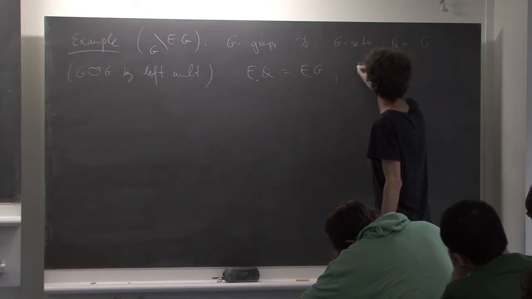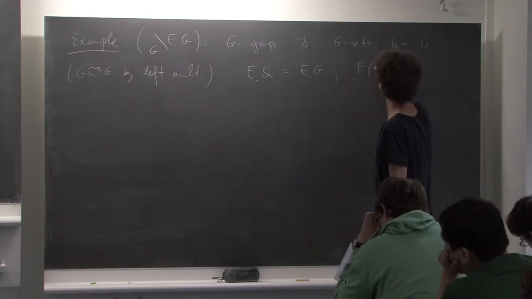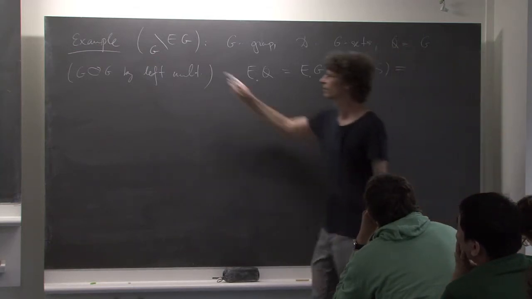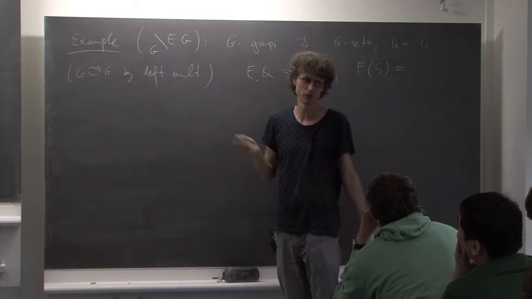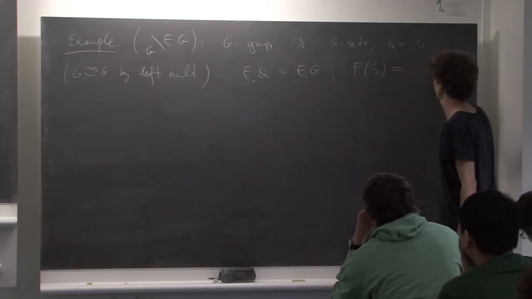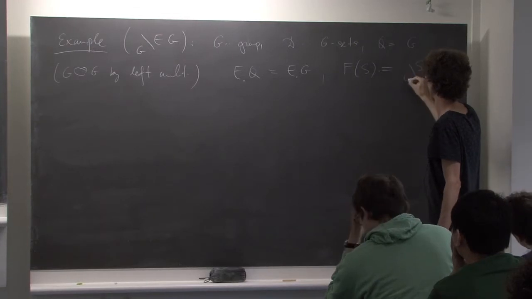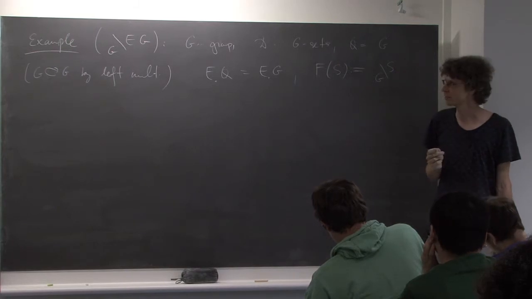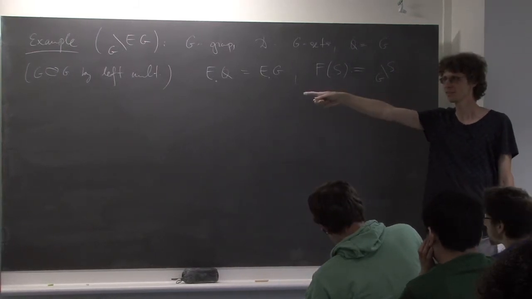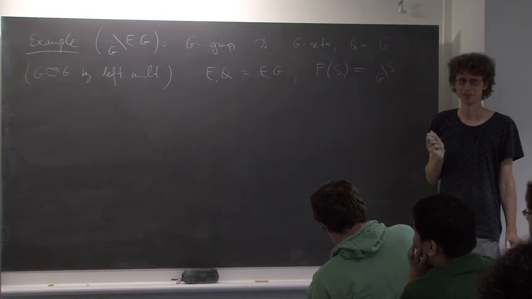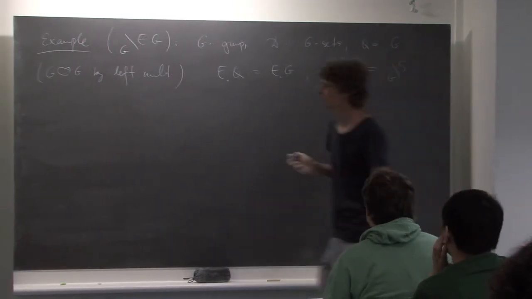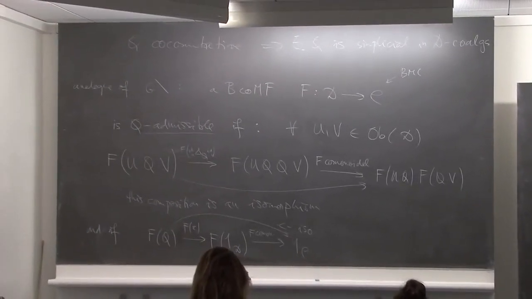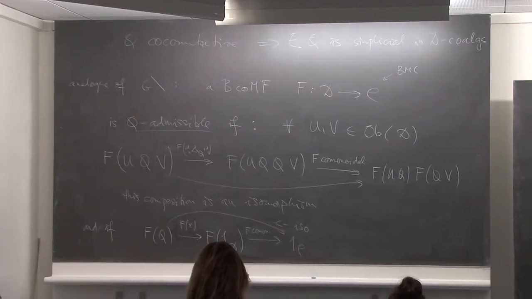So for F of something, of a set, what should I take if I want to get this thing? I should just take the set modulo G, modulo the action of G. That's what it does. Now, does it satisfy that thing? So F is Q admissible.